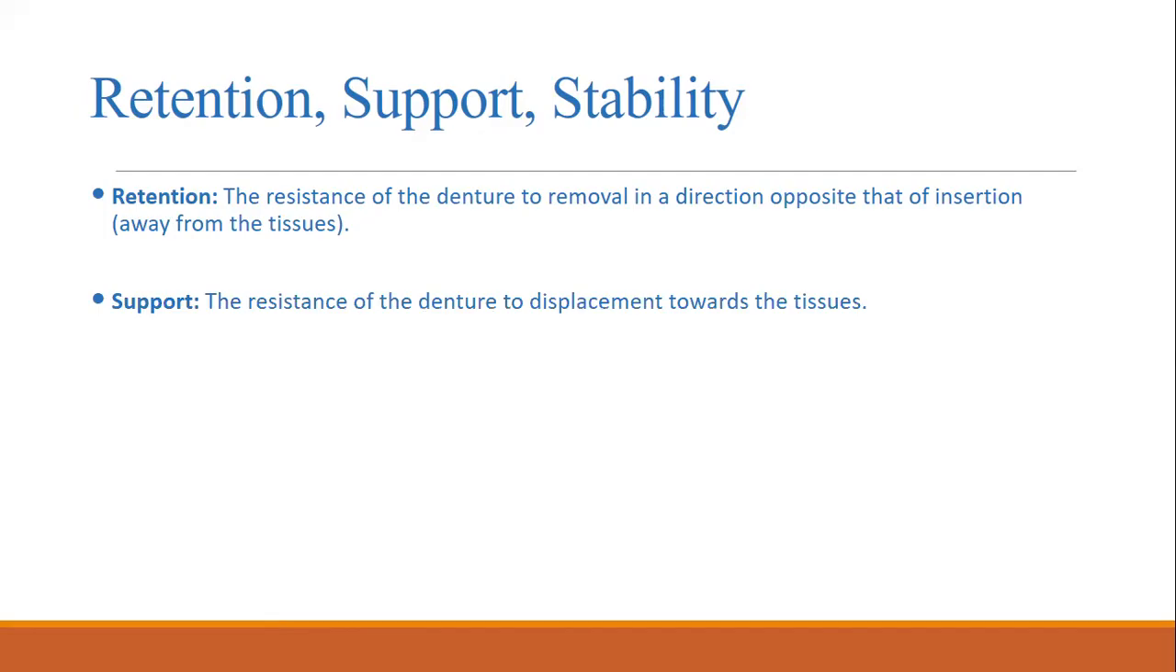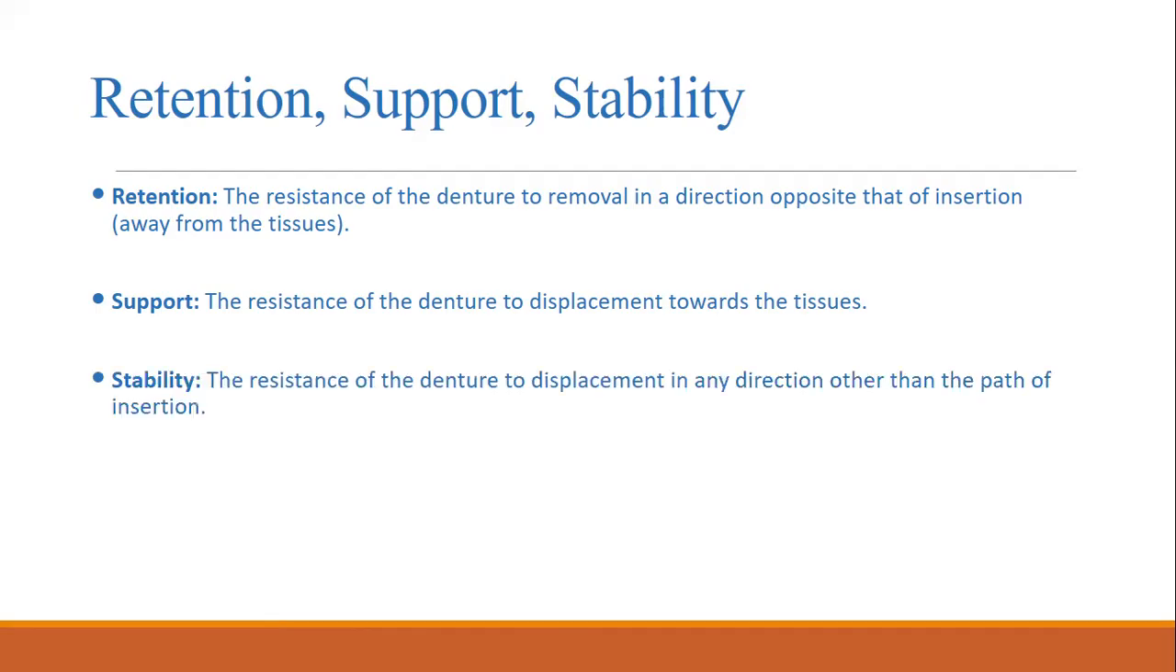Support is the resistance of the denture to displacement towards the tissues. It's the occlusal forces. When they exert occlusal forces on the denture, it should resist these occlusal forces. Stability is the resistance of the denture to displacement in any direction other than the path of insertion. So the denture must be stable. It shouldn't move while we are talking, while we are eating, while we are smiling, all of these, the denture should be stable.